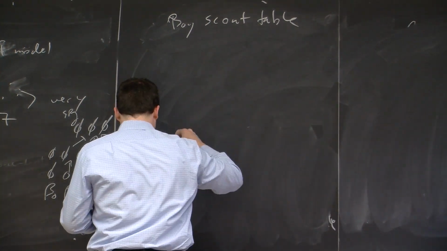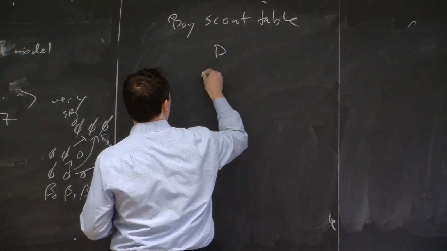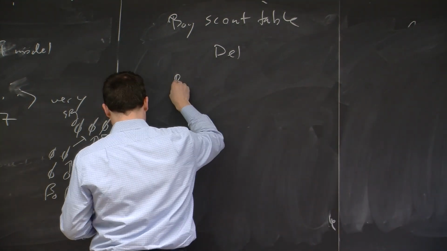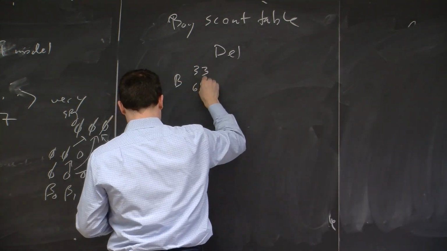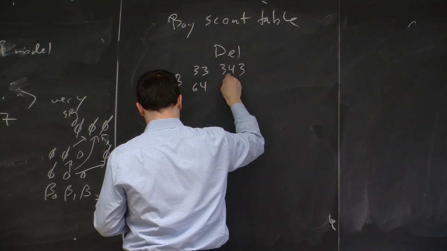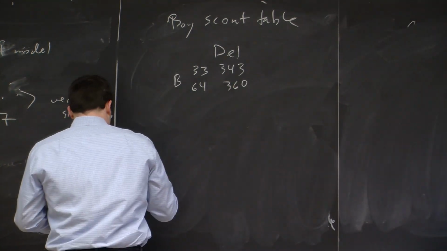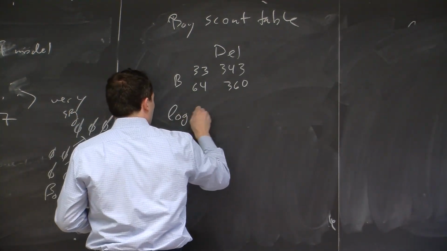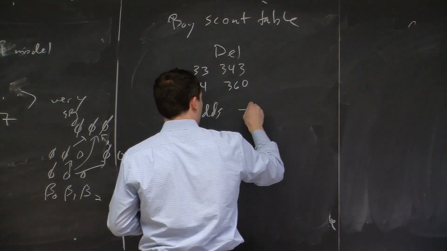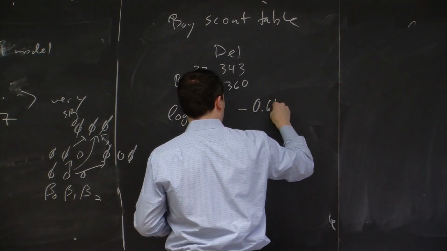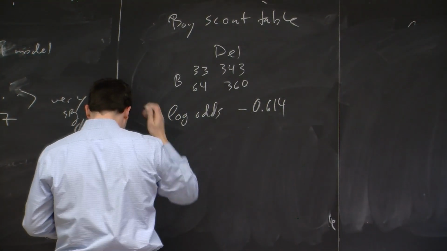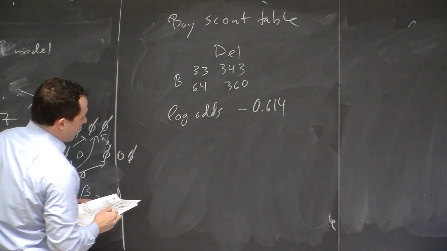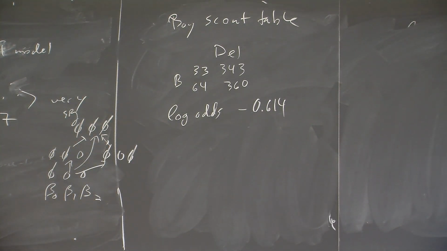Which is big, I'm not going to write it down again. And there are marginals, delinquent versus Boy Scout, for example. This has a log odds of minus 0.614, and it has some standard error. That says being a Boy Scout lowers your log odds of delinquency. The odds ratio is 0.541.